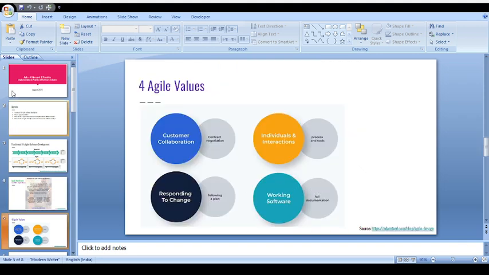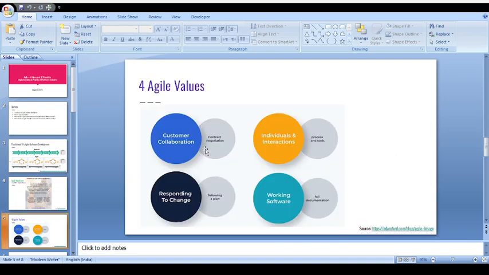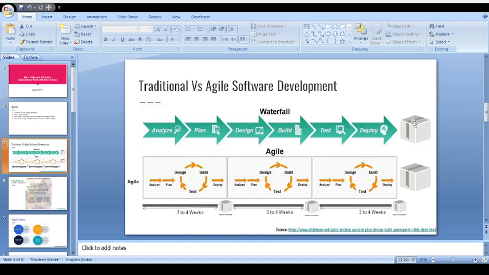Moving on, as I was telling, there are four Agile values. The first value is customer collaboration over contract negotiations. In the waterfall model, a contract would be signed that the product will be given after 3 months, and during the contract period only the development team or the IT team will be working, and the business team is kept in the dark. The customer has to wait till the product is visible to them after 3 months.